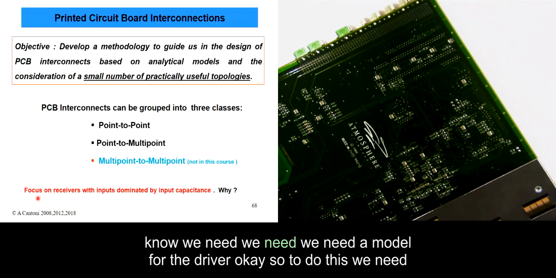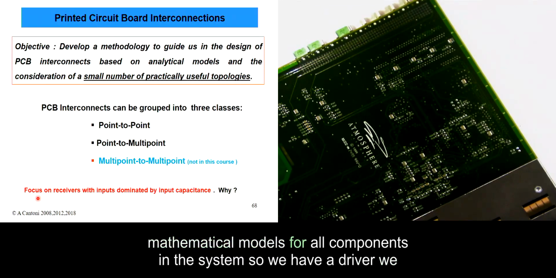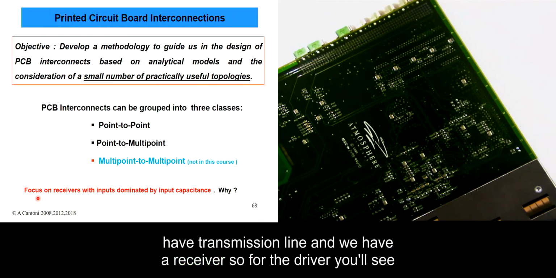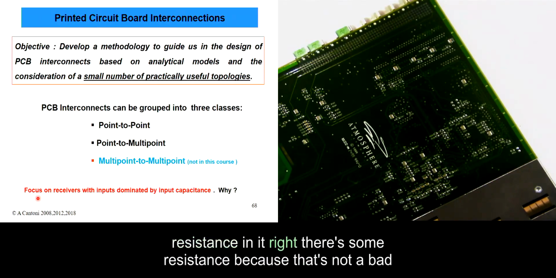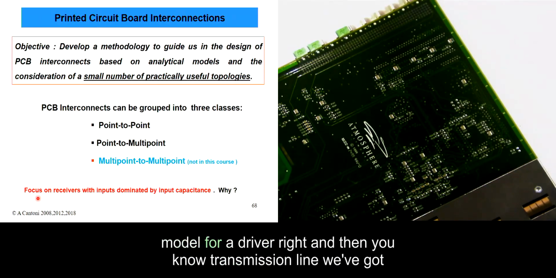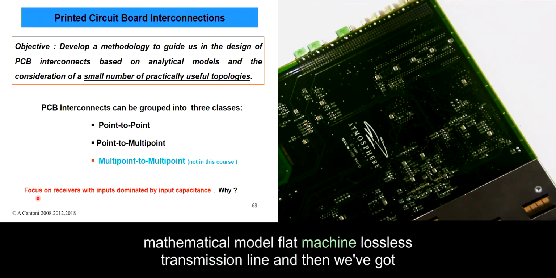So we need a model for the driver, okay. To do this, we need mathematical models for all components in the system. So we have a driver, we have a transmission line, and we have a receiver. For the driver, you'll see that we model it as an ideal source with perhaps some series resistance in it, right? That's not a bad model for a driver. And for the transmission line, we've got the mathematical model for that. We assume a lossless transmission line.